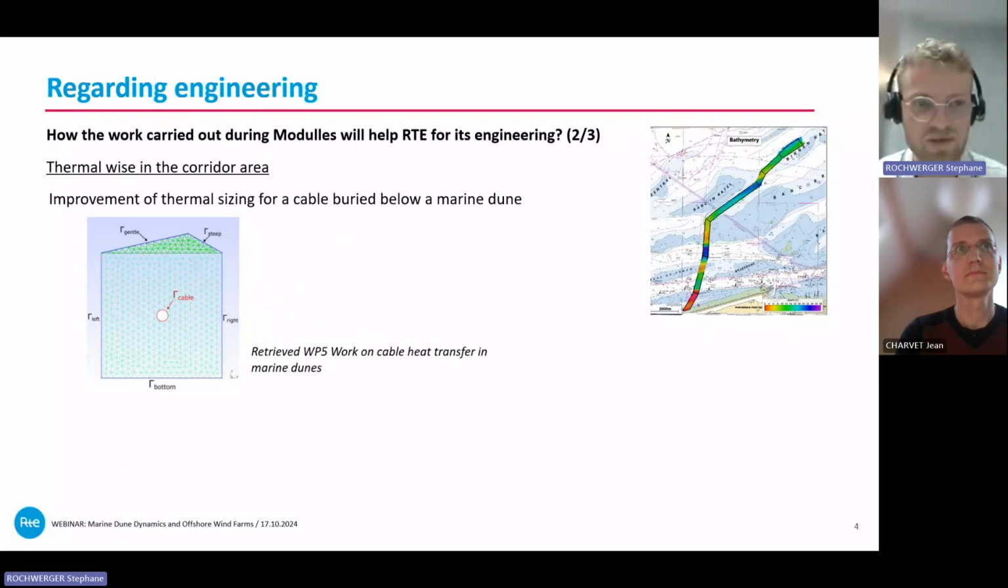Then if we focus on the thermal design, there was a work package focusing on the impact of marine dunes on thermal design. Until now, we have, let's say, a conservative approach within RTE: if the maximum amplitude is 3 or 4 meters, we add 3 or 4 meters as a burial depth to make our thermal design. But it's quite conservative, and the researchers from this work package are developing a method to be more precise, which will probably help us to have a cooler temperature on the conductor.